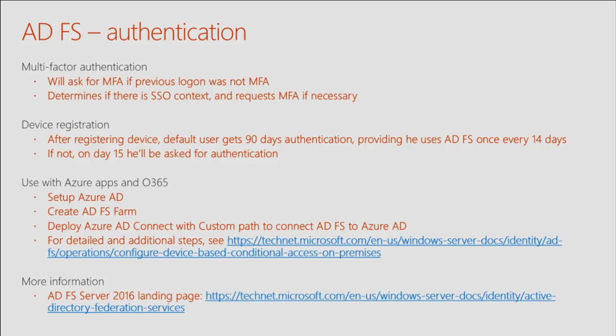You can use Azure apps. For example, Office 365, we talked about that, and it walks you through how you'd actually use that. So you set up Azure AD, create the ADFS farm, and then you can set up the Azure AD Connect with the custom path to the ADFS and Azure AD to access those resources.